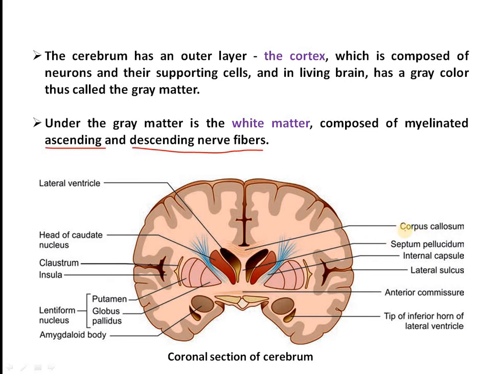As for example, here you can find the corpus callosum. It is a C-shaped structure which connects the two hemispheres. And there are internal capsules also, which are responsible for passing information towards the different parts of the body and from the different parts of the brain, and the anterior commissure fibers. So these are the connecting fibers which connect the different parts of the brain, and they communicate with each other so that every functional activity can be done properly.